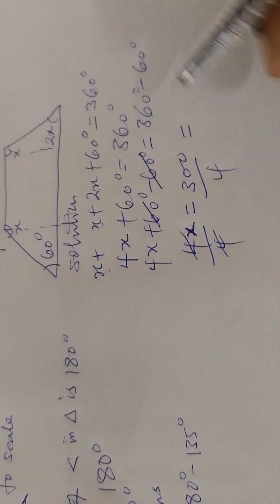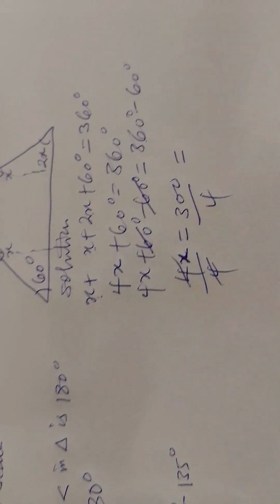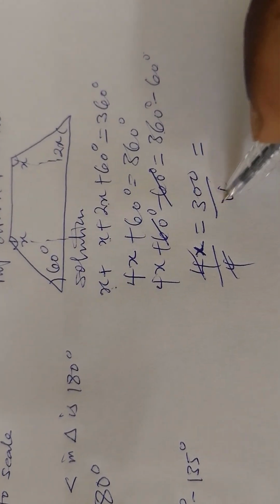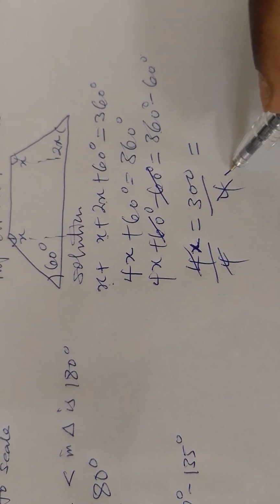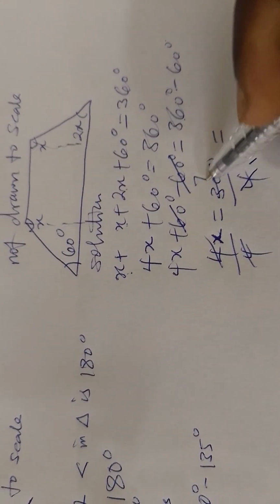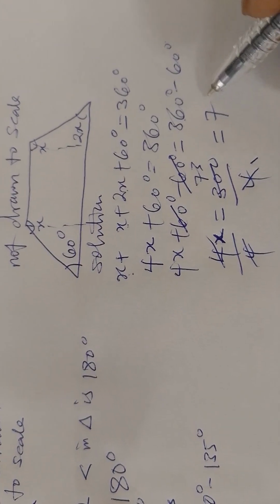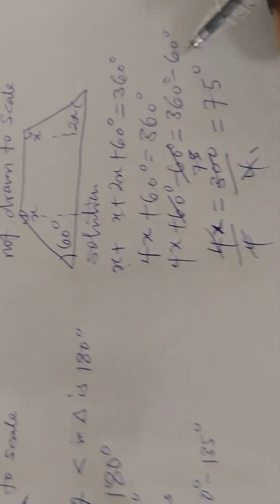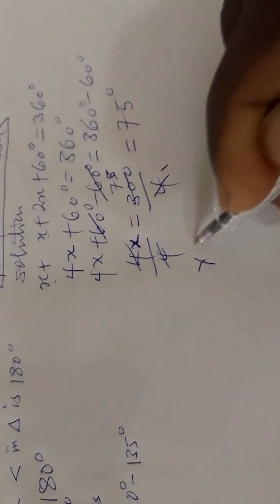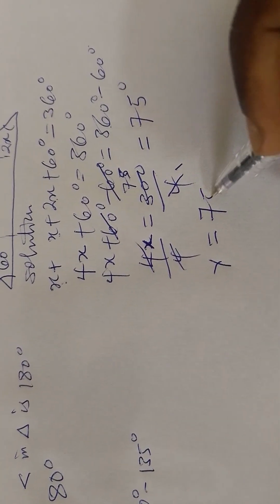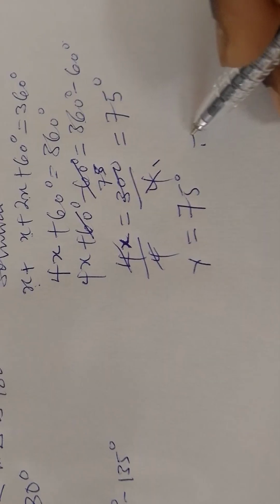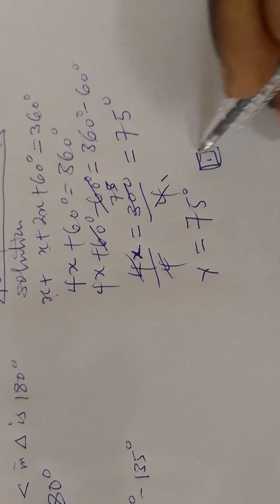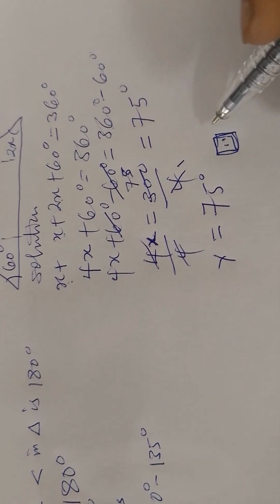So that will be equal to 4 into 300, that is 75. So we have 75 degrees. So the value of x is equal to 75 degrees. So solved. Thank you.